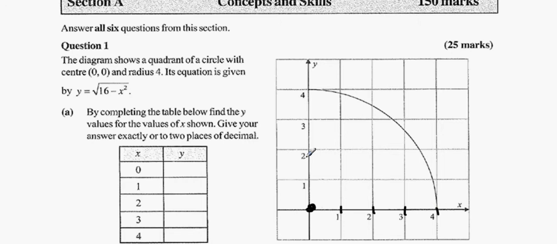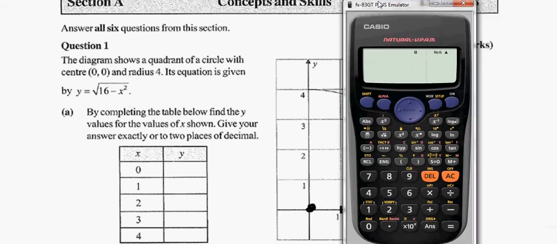By completing the table below, find the y values for each of the x values shown. Give your answer exactly to 2 decimal places. To do this, we can just go to the table function in our calculator, and what we can put in is the square root of 16 minus x squared, from 0 to 4, with a step of 1. As you can see, the table is now complete on the right hand side, so it doesn't matter about filling it in.